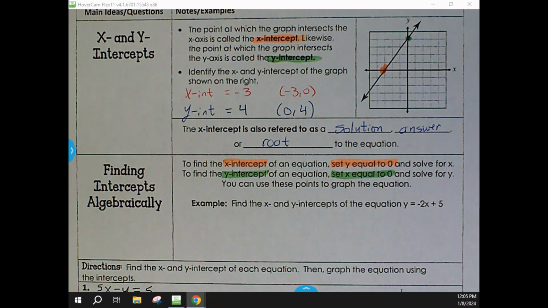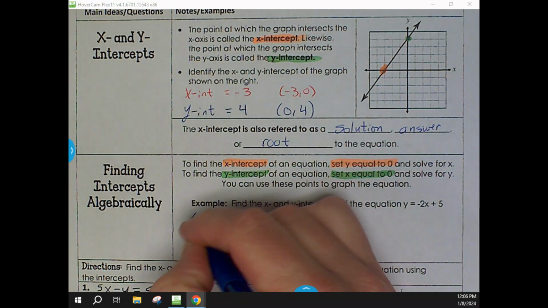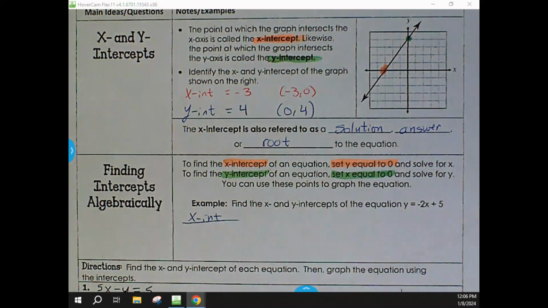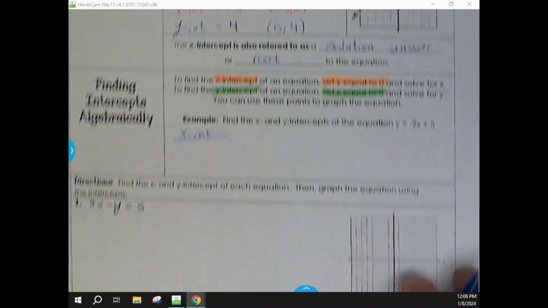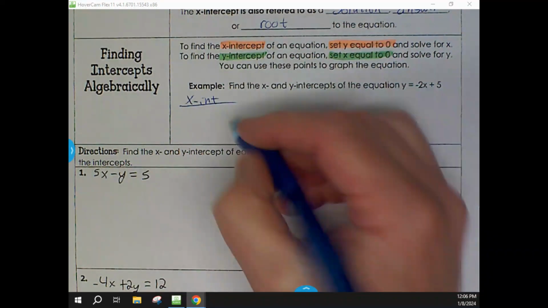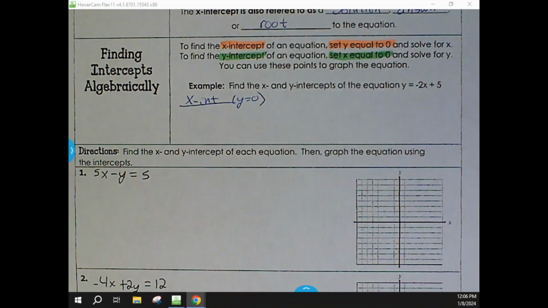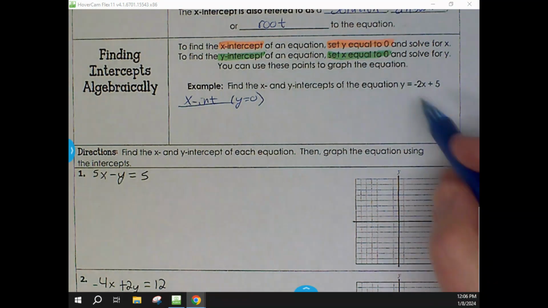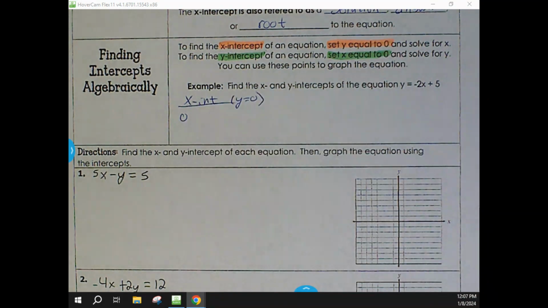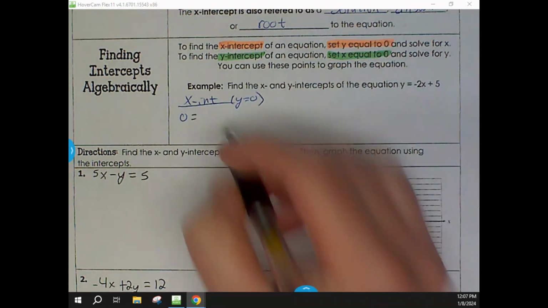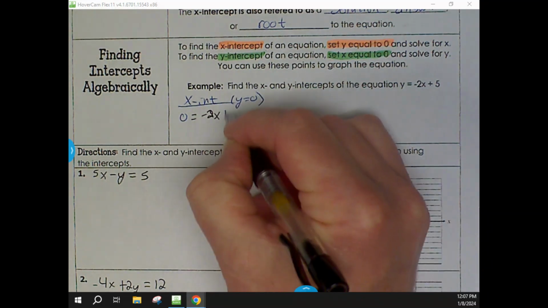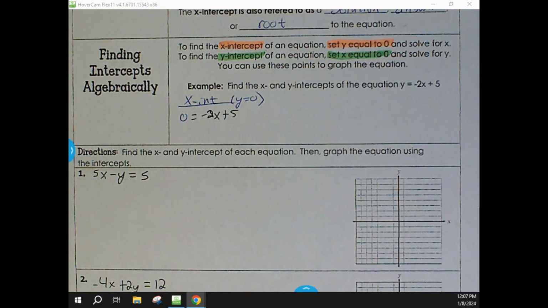Okay, so for these problems, basically here's what you can do for this one. We'll just kind of do it over here to the side. So for that equation, if they tell you to find out what the x-intercept is, that means you're going to plug in y equals 0. Okay, so for that equation, we're going to do 0 for the y value. And that leaves you with -2x plus 5.